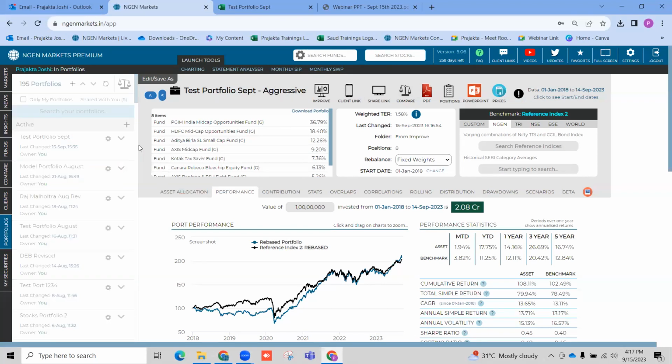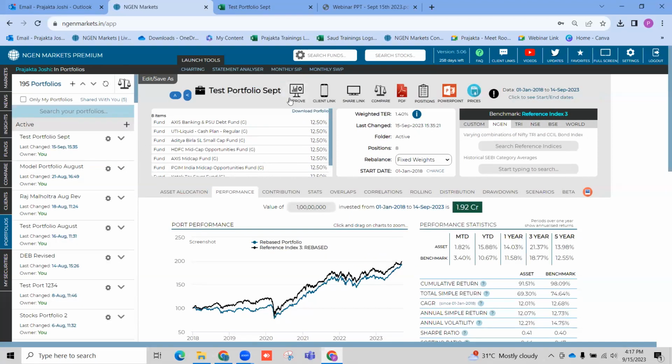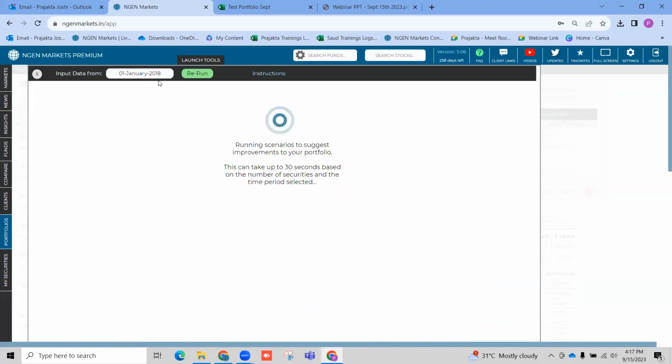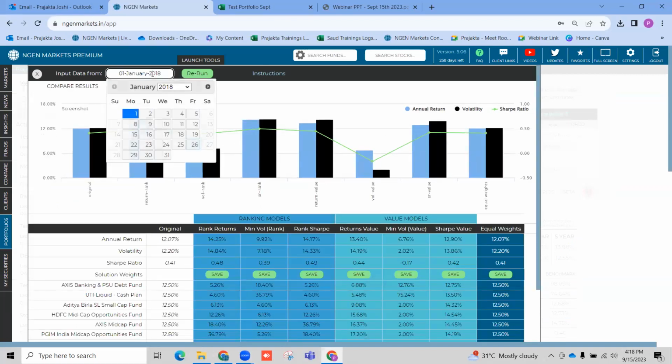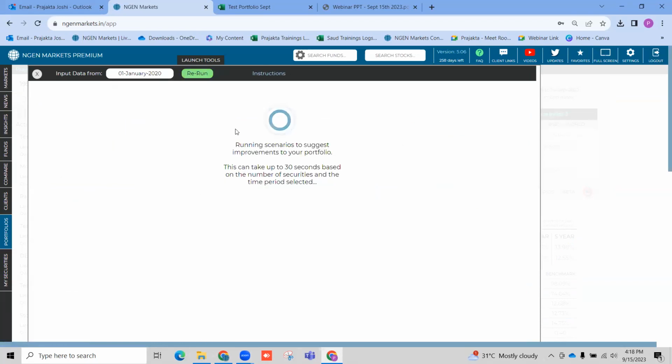Just before proceeding, let me go back to the portfolio and explain the value models as well. So when I click on run, again following the same logic, changing the start date and clicking on improve. The difference between the ranking models and the Sharpe and the value models is that value models follow a balanced approach. By balanced approach, what I really mean is they take into consideration the underlying numbers of each of the parameters to come up with those weightages.